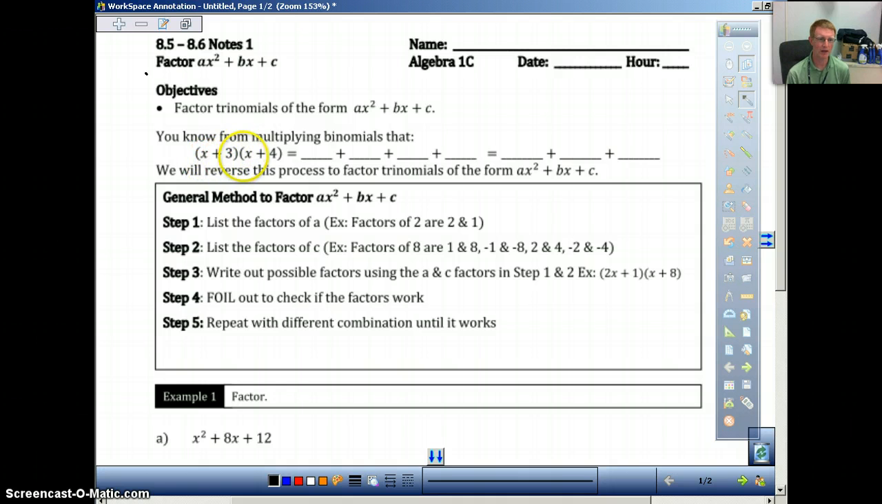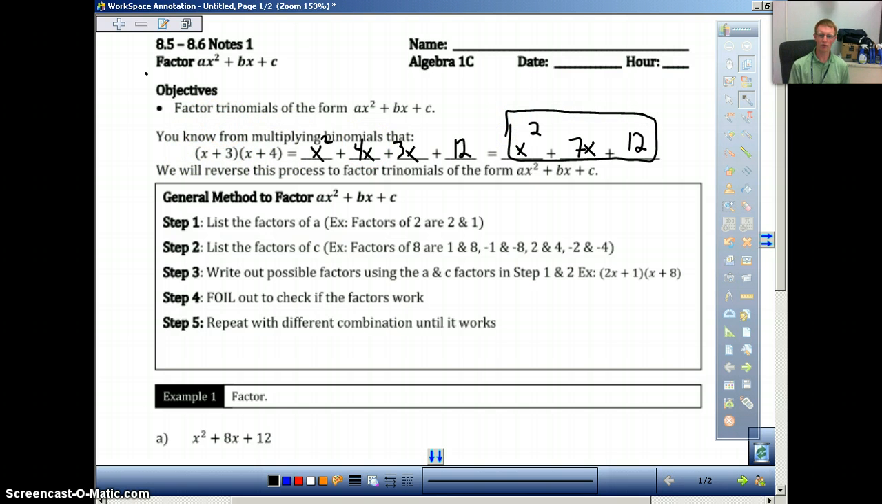x plus 3 times x plus 4. These are what we consider factors. Before, what we did was we would multiply this using the FOIL method. So x times x would be x squared. And then x times 4 is 4x. 3 times x is 3x. And then 3 times 4 is 12. We would combine our middle terms, and we would have x squared plus 7x plus 12. What factoring is, it's going from this portion right here in reverse to this over here.